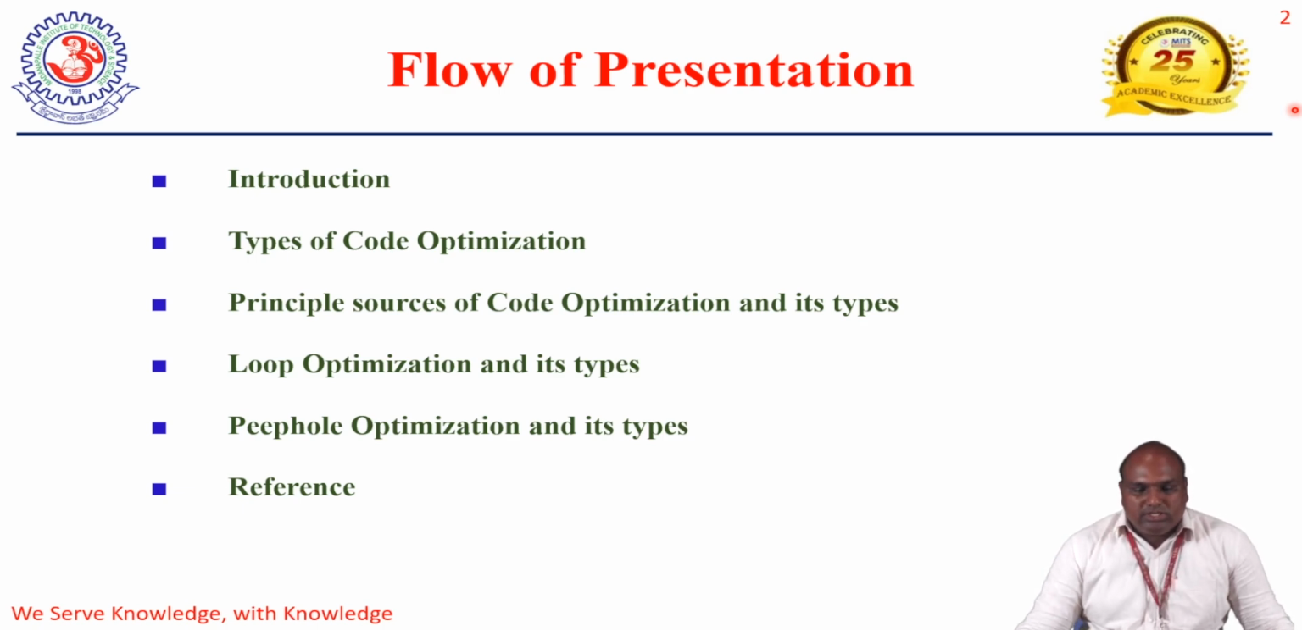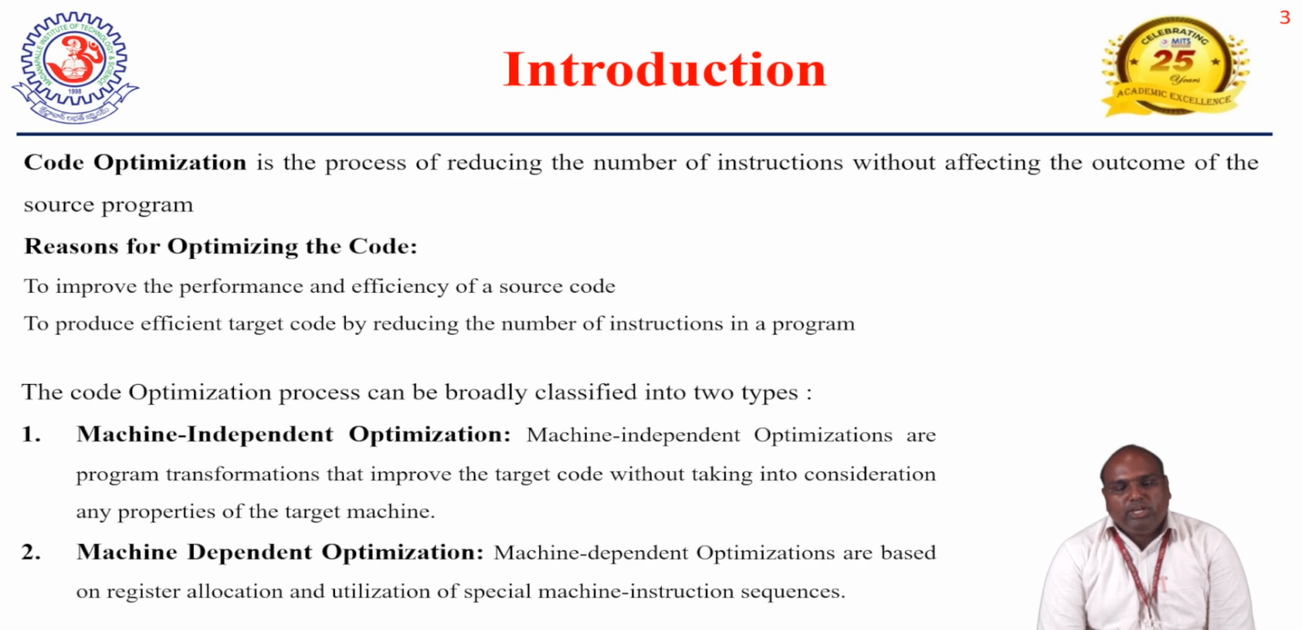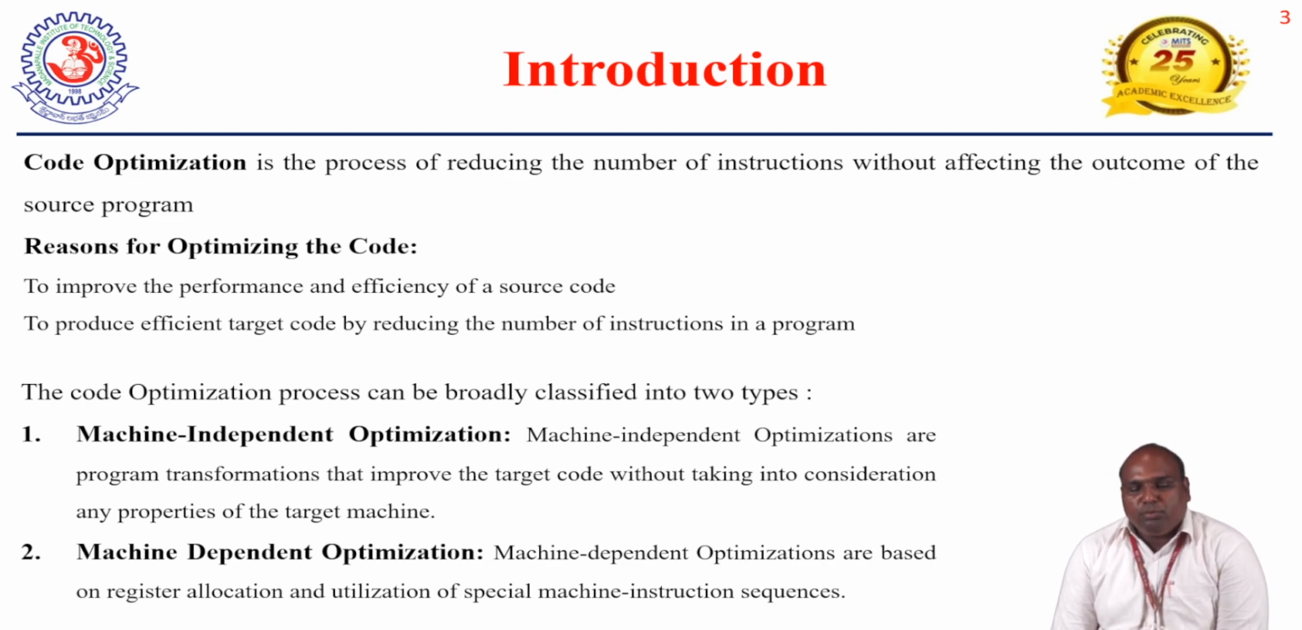Next, coming to the introduction. What is code optimization? It is the process of reducing the number of instructions without changing the outcome of the program. One point to remember: if you reduce the number of instructions, the outcome should not change. That is the core point here. There are two types of code optimization techniques: one is machine dependent, and one is machine independent.